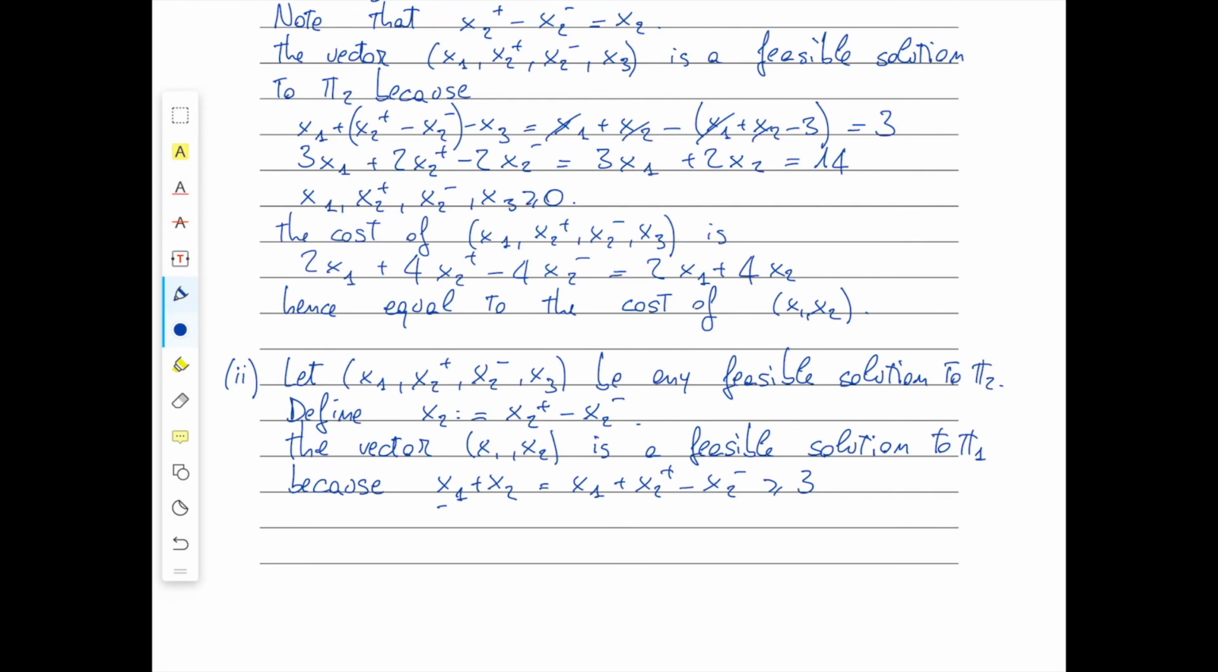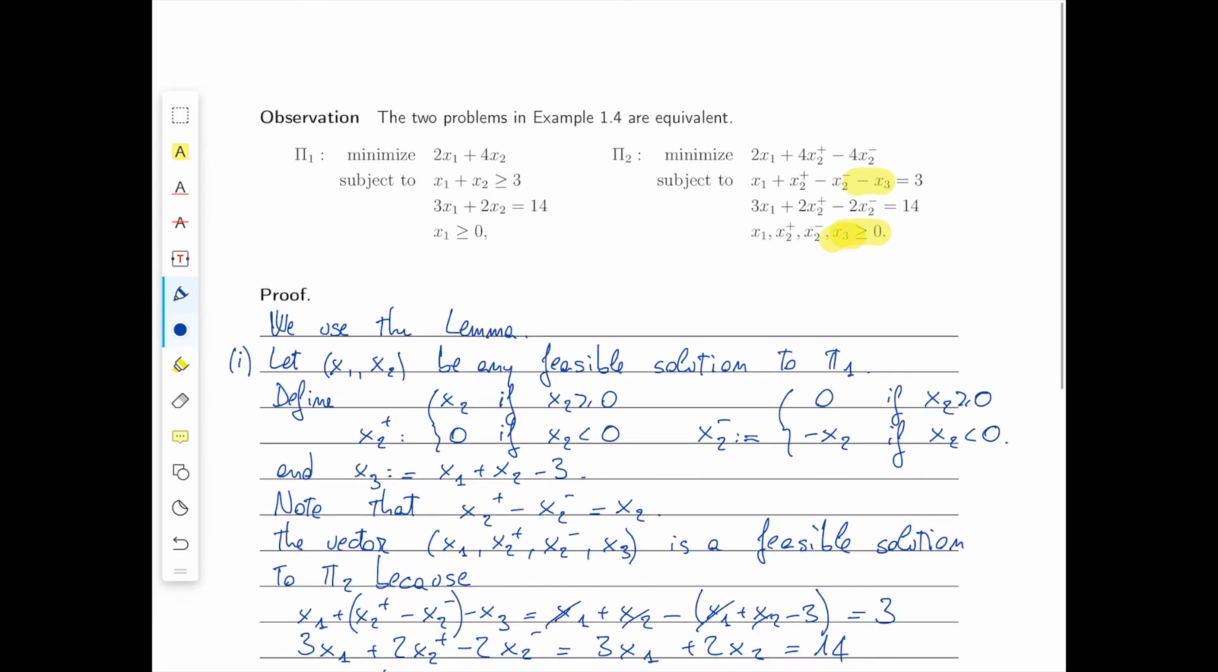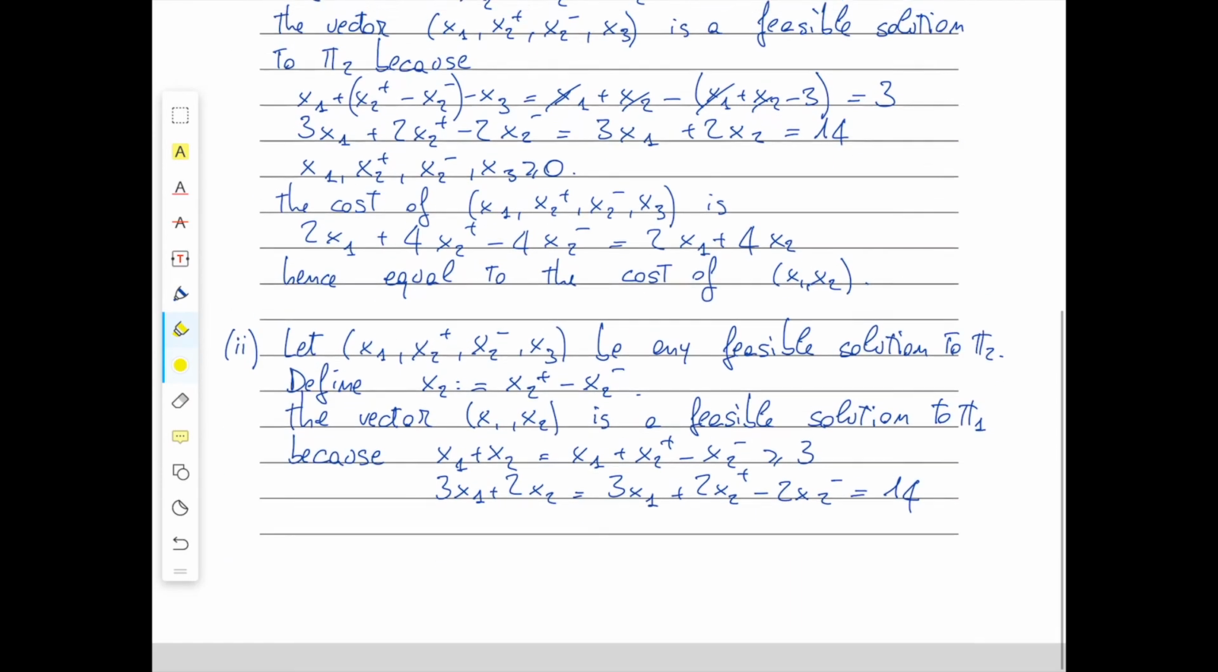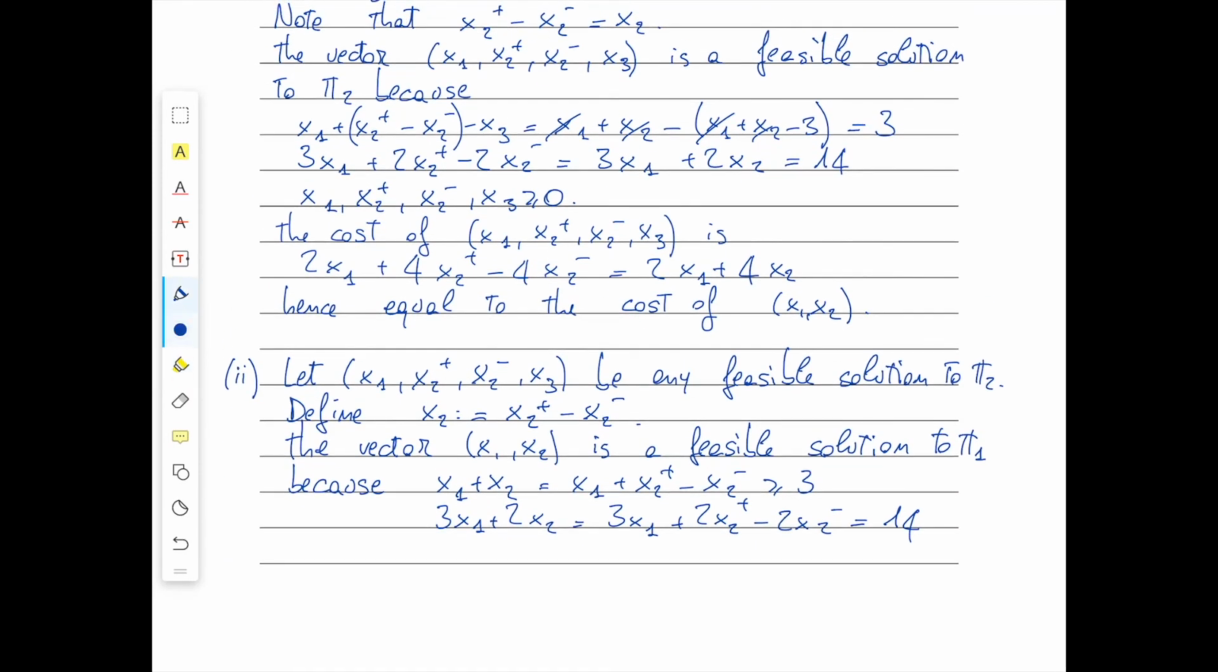Then the second constraint is 3x1 plus 2x2. Again, we substitute, that's 3x1 plus 2x2 plus minus 2x2 minus, and this is equal to 14, again, directly from the feasibility to pi2. And finally, x1 greater than or equal to 0 for the same reason.